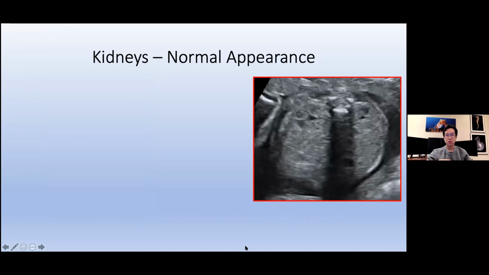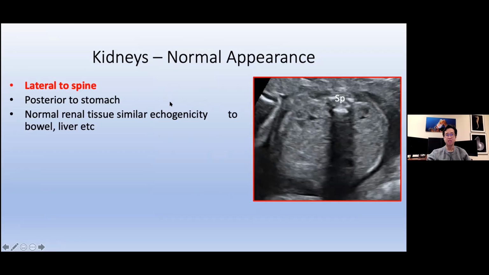Okay, so in the transverse section, what do the kidneys look like? Well, you want to go slightly inferior to where you take your abdominal circumference section. Here's your spine again, the 3 ossification centers available to see. They are just lateral to the spine. You can see them well here, one on each side. They're posterior to the stomach. You can sort of see the stomach sitting there. They are similar in echogenicity to the liver and the bowel typically. So they're isoechoic to them, slightly hypoechoic. You can see here some of the pyramids.